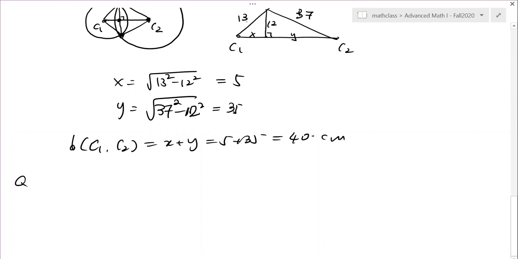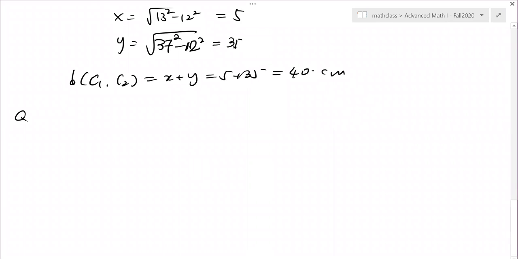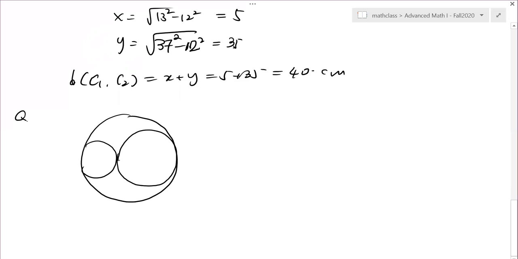All right, my next problem. I have a larger circle. I cut two circles inside. This circle has capital R radius. This circle is r. Okay, we assume that this is given, the ratio is 2/3.